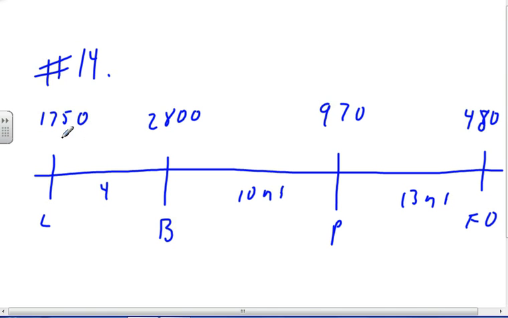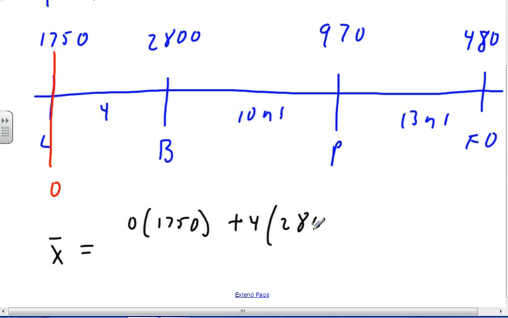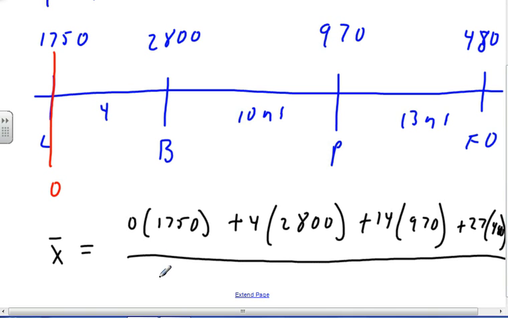So I am going to pick this to be 0. And then I'm going to find the best place to put my hospital. So I'm going to have 0 times 1750 plus 4 times 2800 plus 14 times 970 plus 27 times 480 divided by 1750. Nope, it's only 480 plus.